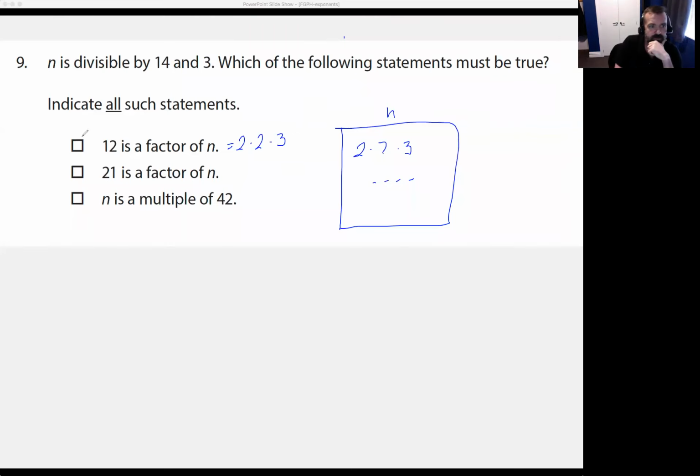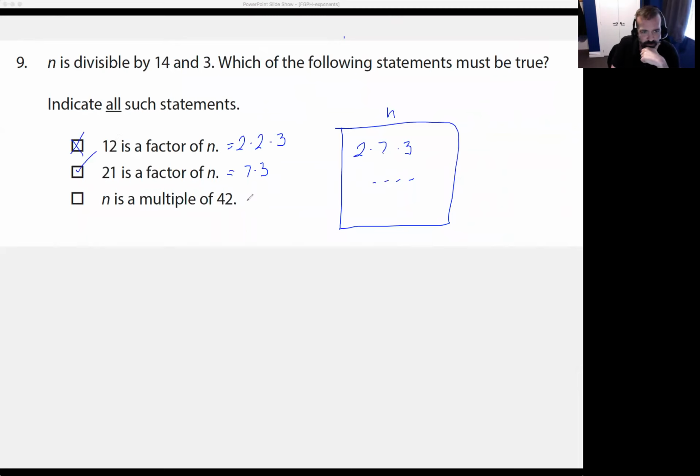No. Okay. Good. So that's not our answer. Could be. Doesn't have to be. All right. I need 2 2s. What about a 21? What do I need to make a 21? Oh, I need a 7 and 3. Are all the necessary ingredients in there? Why, yes, they are. So that's one of our answers I'm going to click on.